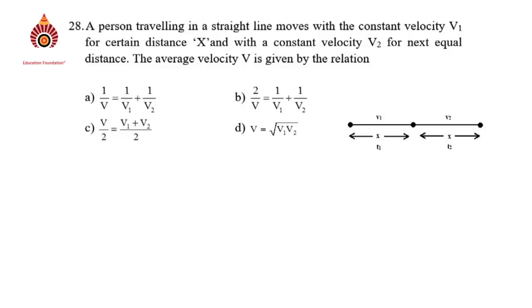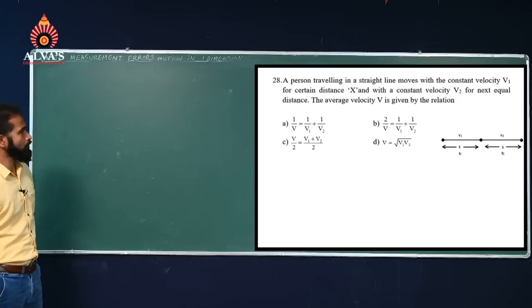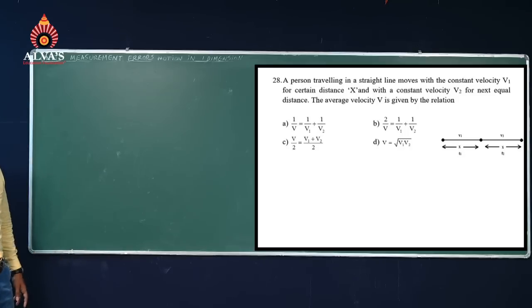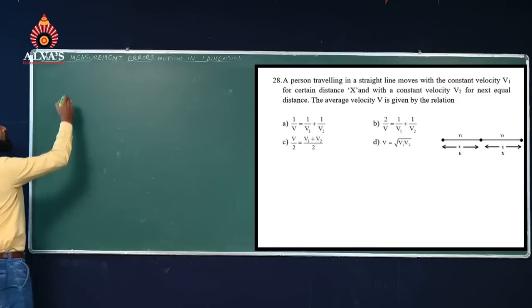Okay, let us move to question number 28. A person traveling in a straight line moves with a constant velocity v1 for a certain distance x and with a constant velocity v2 for the next equal distance. The average velocity v is given by the relation. So this question appeared in a NEET exam. Let us solve it.